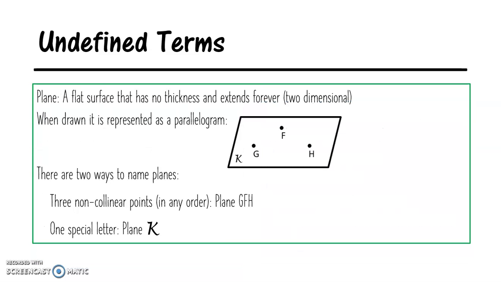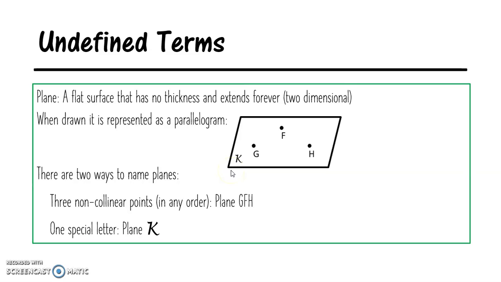Now let's look at our last undefined term. This is a plane. It's a flat surface that has no thickness and extends forever, which means it has 2 dimensions. It has length and width. When we draw a plane, we represent it using a parallelogram. So you'll notice I've drawn a parallelogram here. I've put a few points on it just for fun, and I've also put a letter here in the corner to label it.